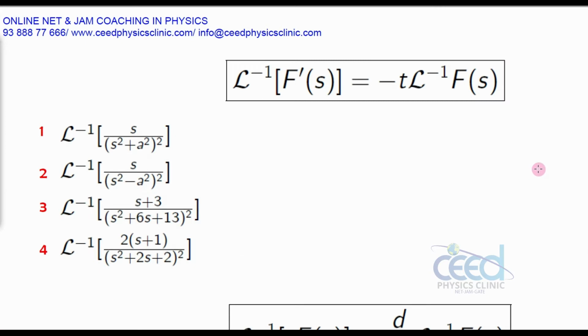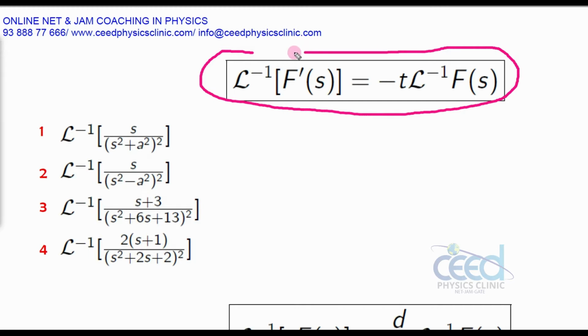Hi friends, good morning. Today we are going to discuss another session of Laplace transform that is based on the second shifting theorem in inverse Laplace transform. This second shifting theorem says Laplace inverse of differential of some function f of s is equal to minus t into Laplace inverse of f of s.